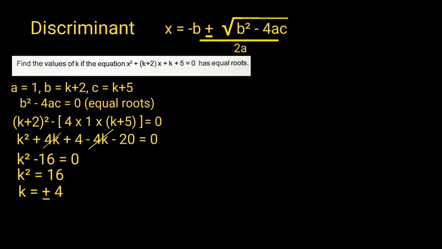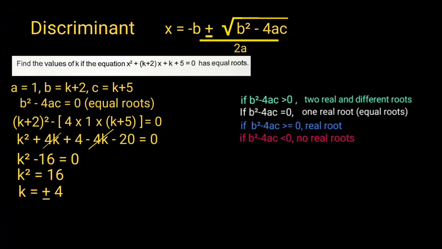We have found the values of k that would give the quadratic equation equal roots, or in other words, the values of k that would make the discriminant 0. So in conclusion, if b squared minus 4ac, or the discriminant value, is less than 0, there are no real roots. If it is greater than or equal to 0, there are real roots. If it is 0, there are real equal roots. And if it is larger than 0, there are two different roots.